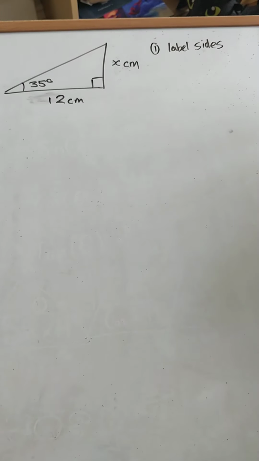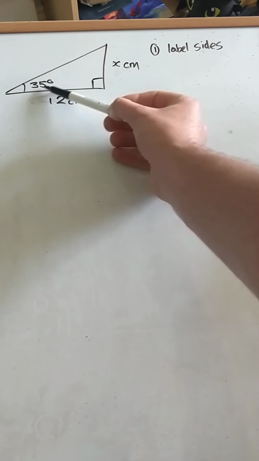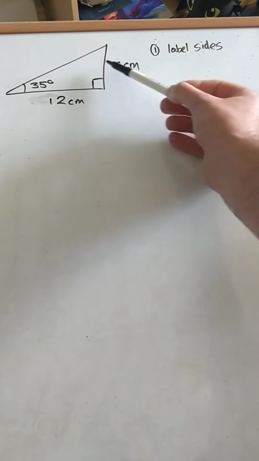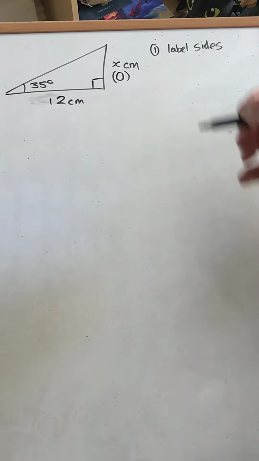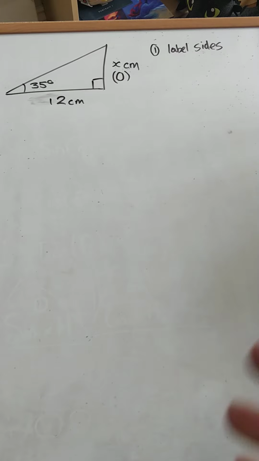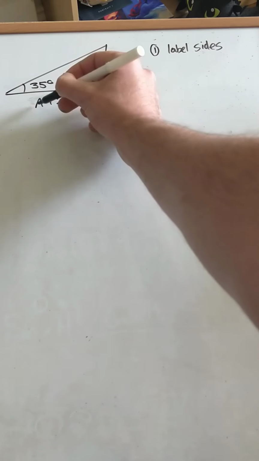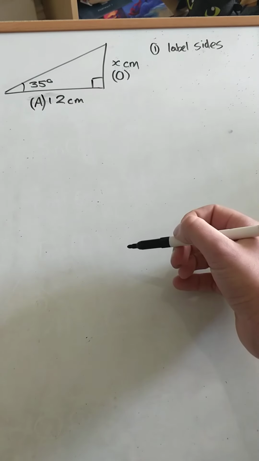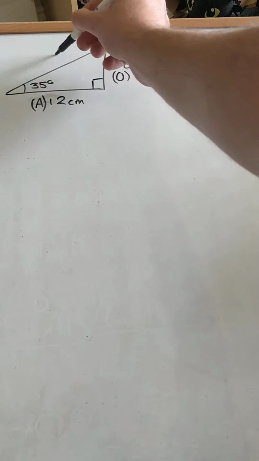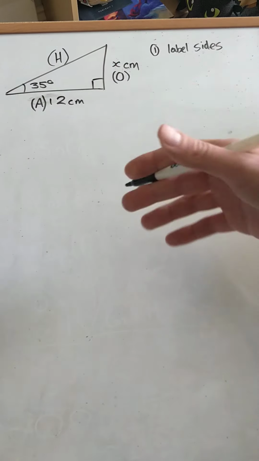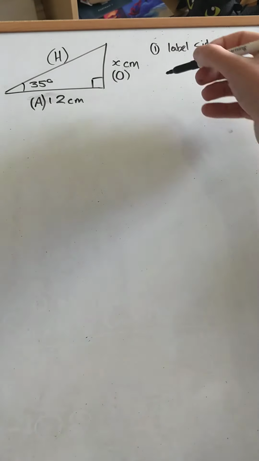Okay, so what I mean by label sides is we've got our angle here. This one is opposite that angle, so that would be our O, our opposite. We need to know what sides we're working with, and this one is the adjacent. Okay, that one's next to the angle, so that would be my adjacent, and this one is always the hypotenuse, but I don't know the hypotenuse either. I'm not actually having to work it out.